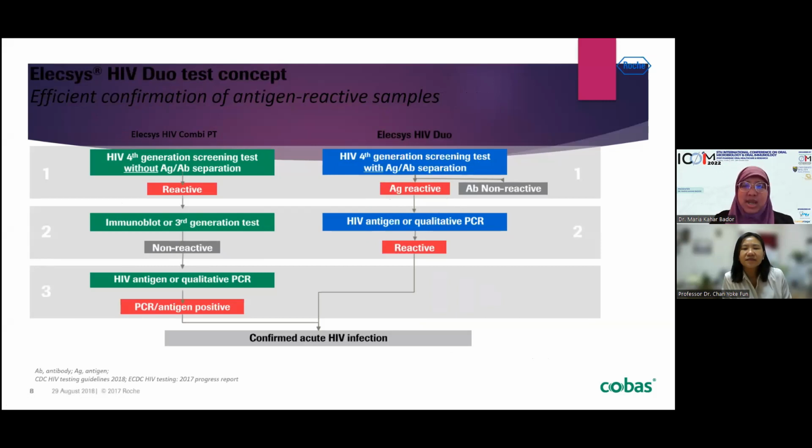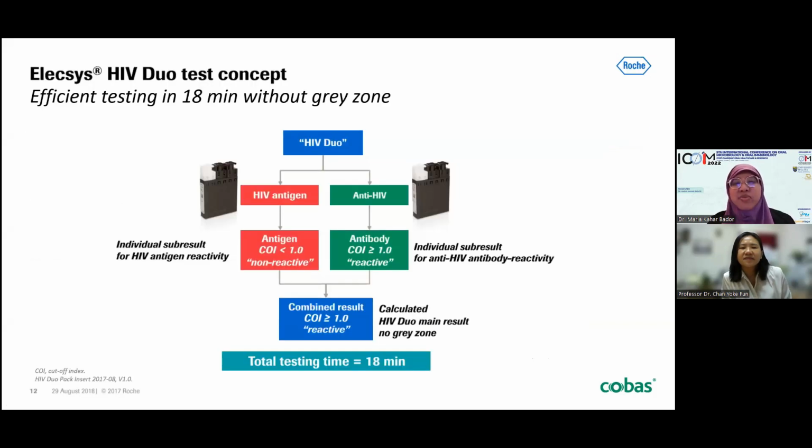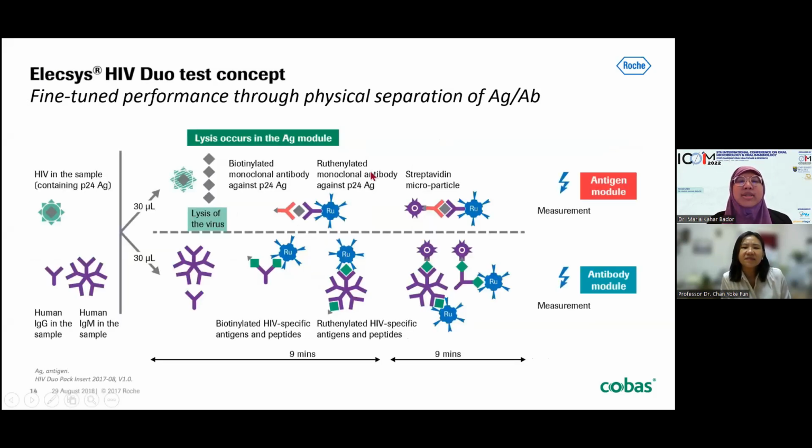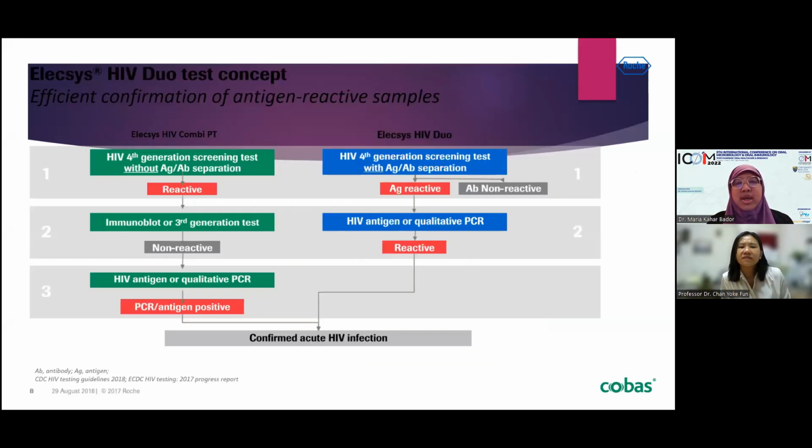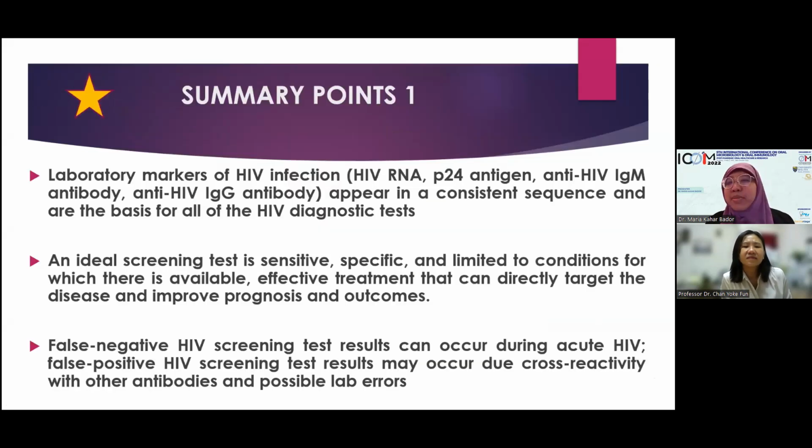So this is what they suggest can be our algorithm. Again, this is not what we're doing. This is just a suggestion from them. It is very fast. I have no time to go through how they actually do the physical separation of the antigen and antibody. If anybody's interested, I can of course give this slide. So this is it. I'm just going to go to the summary points.